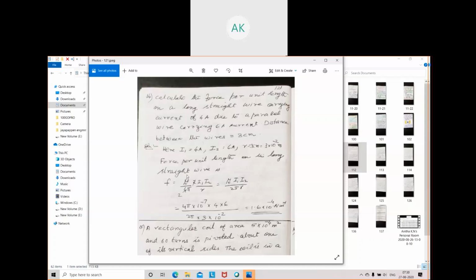The force per unit length formula is mu0 by 4 pi into 2 I1 I2 by R, and the 2 gets cancelled. So you get mu 0 by 2 pi into I1 I2 by R, or mu 0 I1 I2 by 2 pi R. That is the formula. And substitute the values. Mu 0 value is 4 pi into 10 raised to minus 7 into I1 4, I2 6, by 2 pi into 3 into 10 raised to minus 2, the separation. So you can find the answer by doing the calculation, and it will be 1.6 into 10 raised to minus 4.